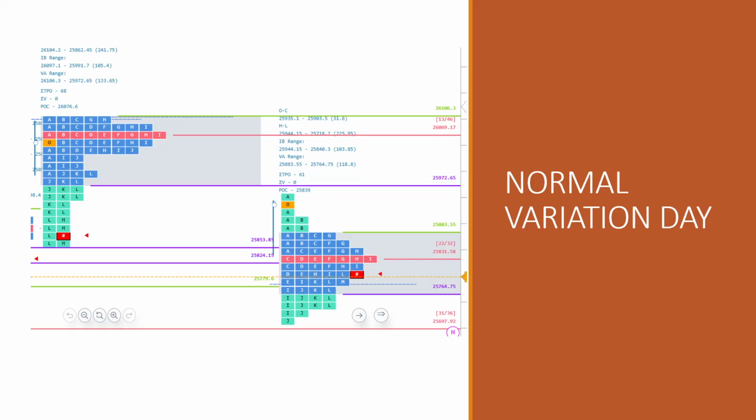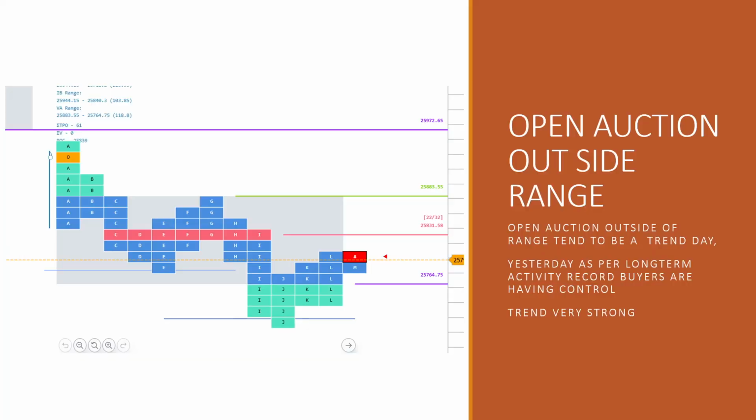As the IB you can see, it is 103. So overall trend was indicating that sellers will be dominating. So that was my view for my trade. And whenever market opens outside the range, we need to expect a trend day.